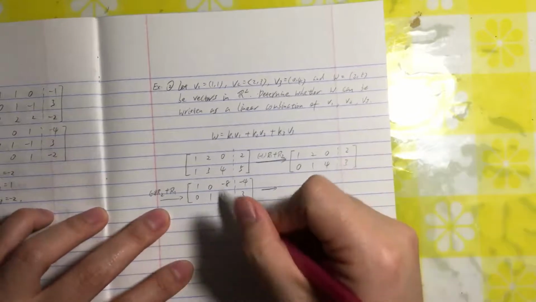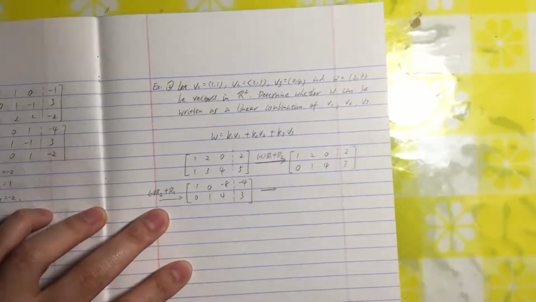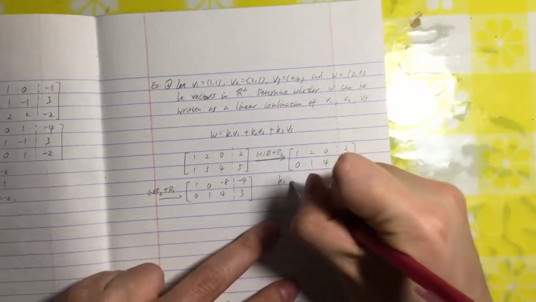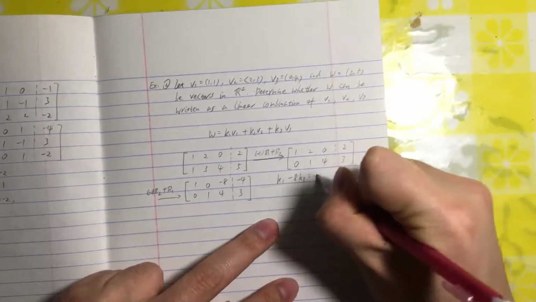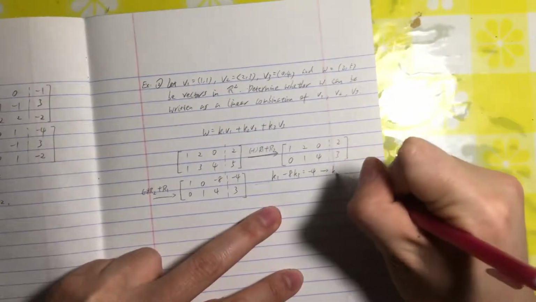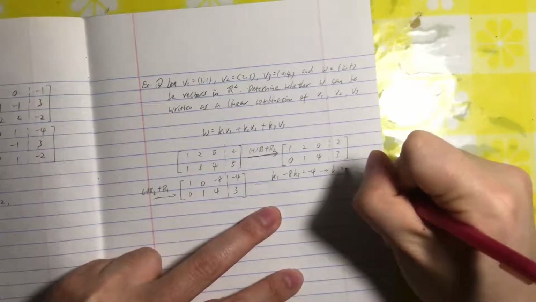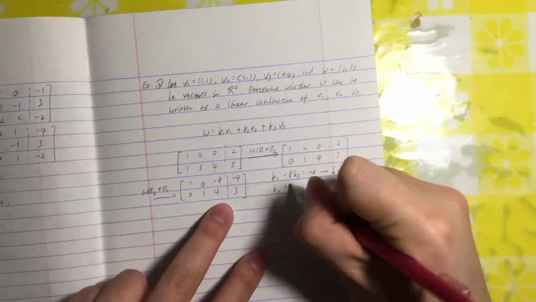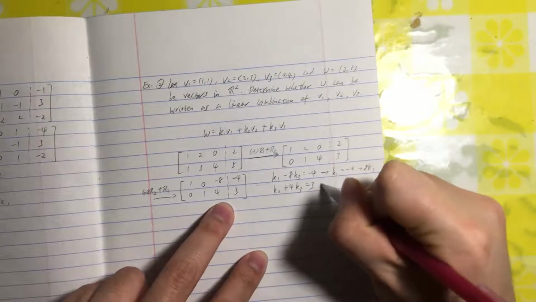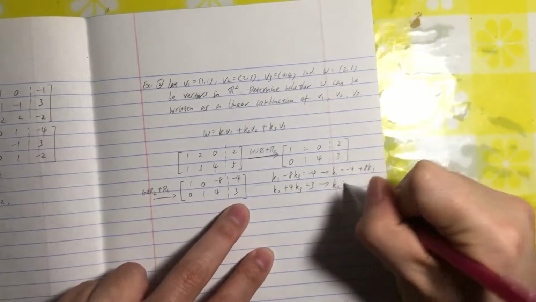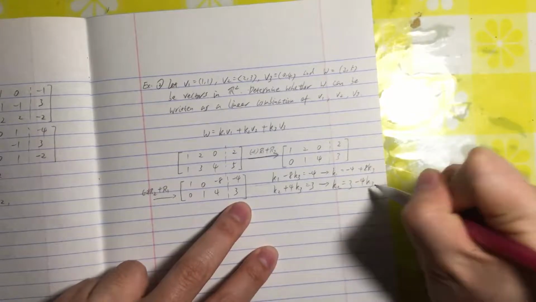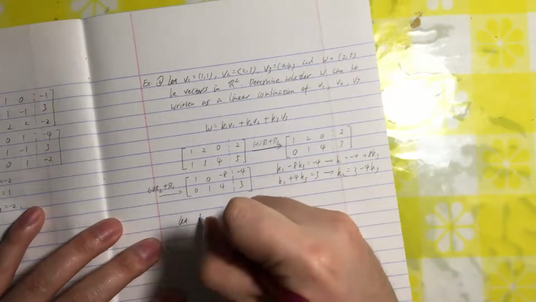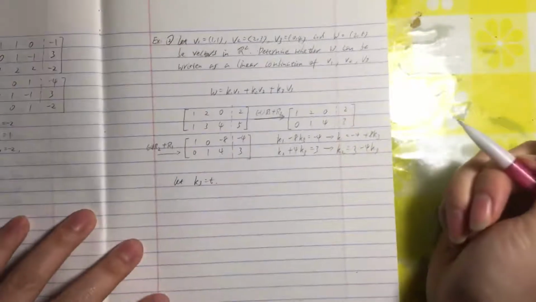Which means K3 is a free variable. I get K1 minus 8K3 equal to negative 4. So K1 equal to negative 4 plus 8K3. K2 plus 4K3 equal to 3. That means K2 equal to 3 minus 4K3. K3 is a free variable. So let K3 equal to T.